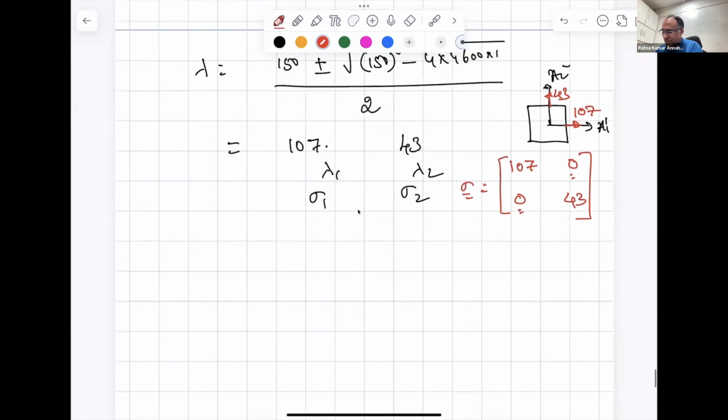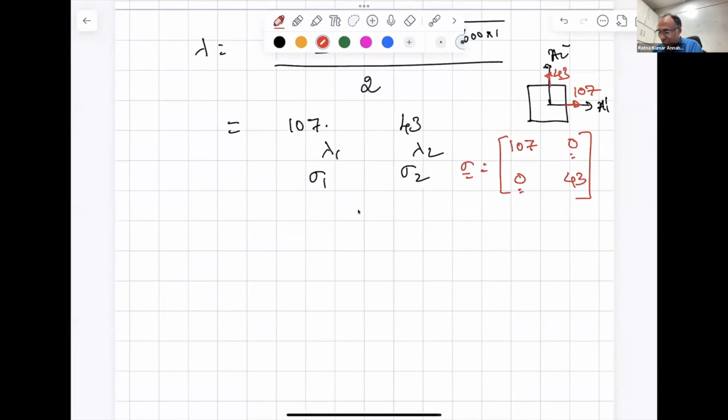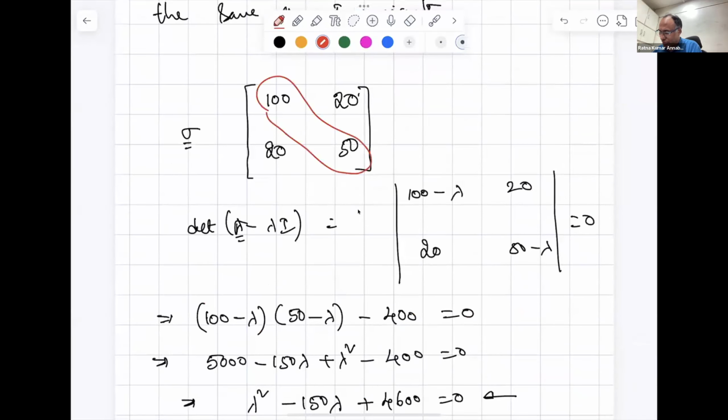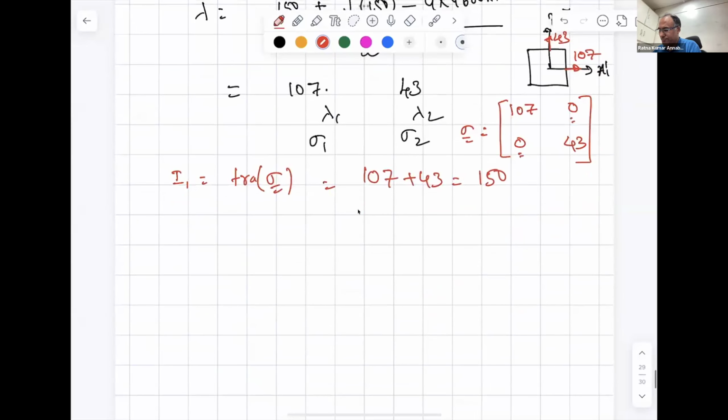The idea is, what is I1? It is lambda 1 plus lambda 2, the trace of sigma. So here it is 107 plus 43, that will be 150. For the original matrix, 100 plus 50, also 150. So it remained the same or not? It did not change. You see that?